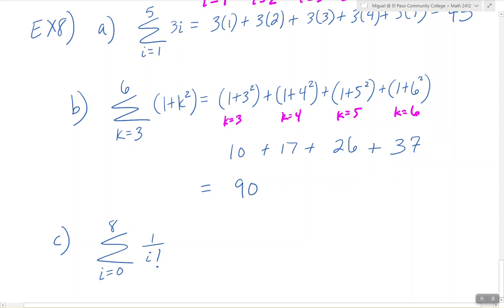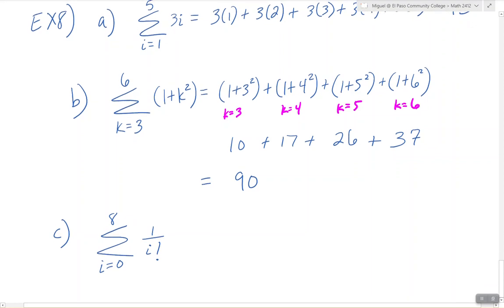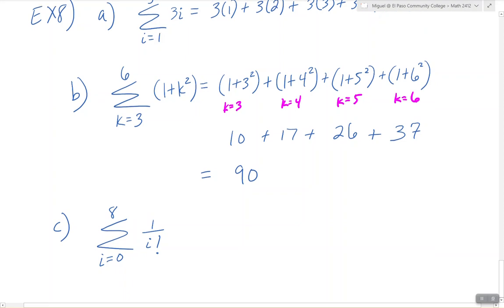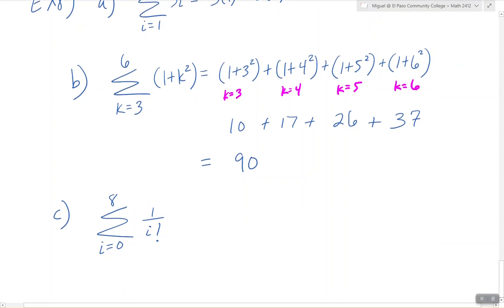Part C, another sum. Index is 0 and it goes all the way up to 8. So for this one, we'll actually start with an i of 0. And then we'll plug in 1, 2, 3, 4, 5, 6, 7, and 8. So we'll have a total of 9 terms for this one. And notice there's a factorial symbol in it for the denominator. So the first one would be 1 over 0 factorial.